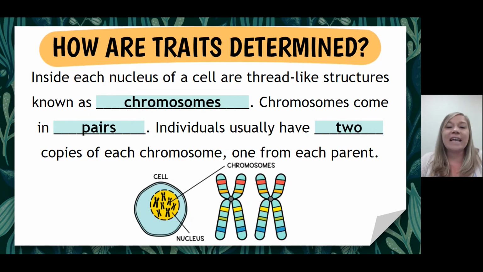Inside each nucleus, we have chromosomes. These chromosomes are going to come in pairs. You typically are going to have 2 chromosomes, 1 from each parent. There are some situations where you would not have 2 chromosomes in there, and those are bad, and that's when we get genetic disorders. But normally, as it's supposed to happen, you are going to end up with 2 copies of each chromosome. One is going to come from mom, and one is going to come from dad.